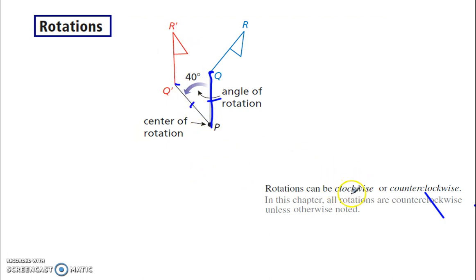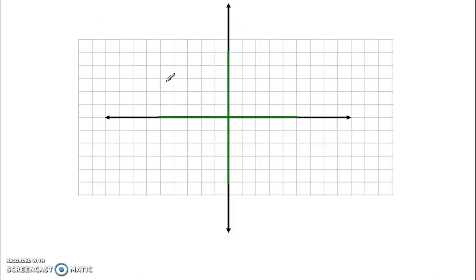Okay, now rotations can be clockwise or counterclockwise, but for most purposes, unless otherwise specified, it's going to be counterclockwise. And we have an angle of rotation here, usually specified from where the figure was initially to where it is now. All right. We can have different degrees of rotations, and there are special ones that'll do certain things to the coordinates. So we're going to look at that now.